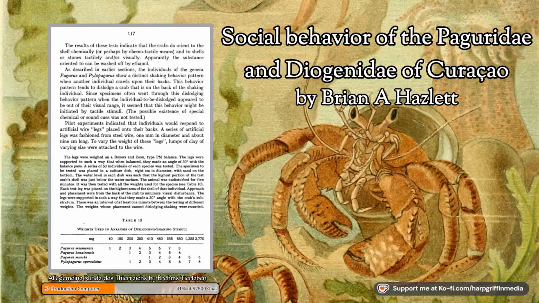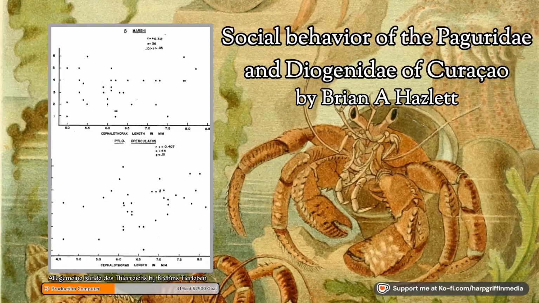See Table 10. Each test leg was placed on the highest area of the shell of that individual. Approach and placement were from the back of the crab to minimize visual disturbance. The legs were supported in such a way that they made a 30-degree angle with the crab's substratum. There was an interval of at least 1 minute between the testing of different weights. The weights whose placement caused dislodging shaking were recorded.